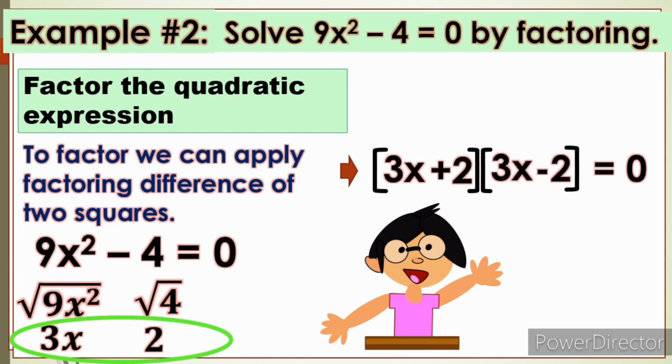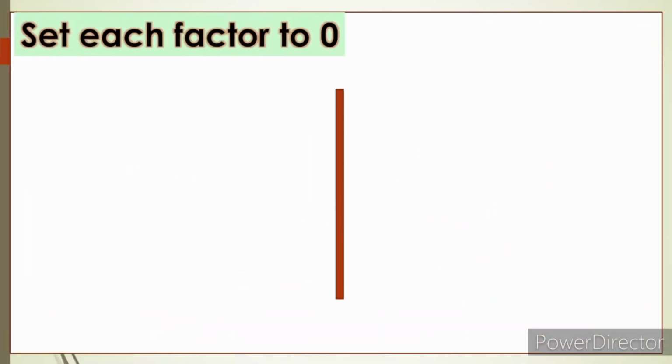Again, 9x squared minus 4 is a difference of two squares because the first term and the last term are perfect squares and the middle term is negative. That's why we apply the factoring of the difference of two squares, and the resulting product is the sum and difference of the square root of the first and last.